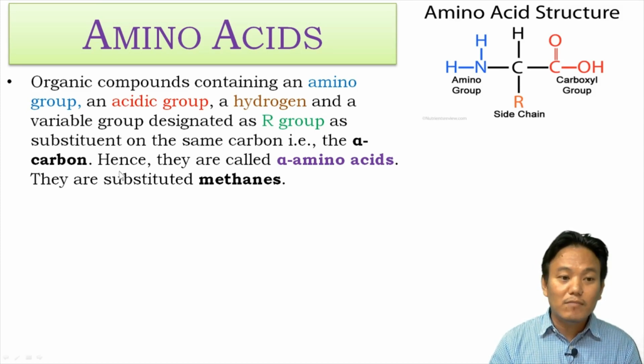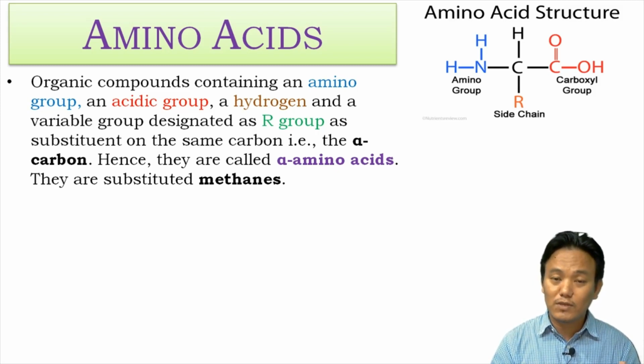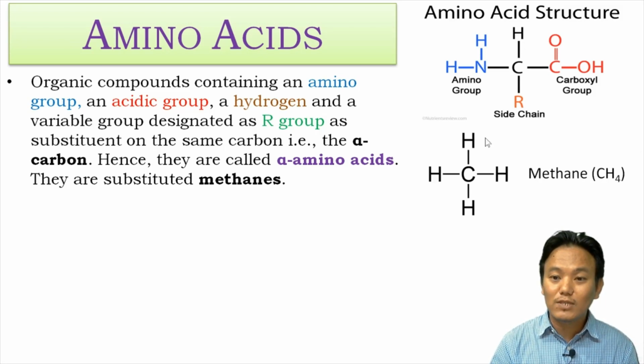amino acid is nothing but substituted methanes. Methane is CH4. In its structure, the carbon has four hydrogens. If three of the hydrogens are replaced, substituted, one hydrogen by an amino group, another hydrogen by a carboxyl group, and another hydrogen by an R group, then that is an amino acid. So they are substituted methanes. Amino acids, they are nothing but substituted methanes, right?